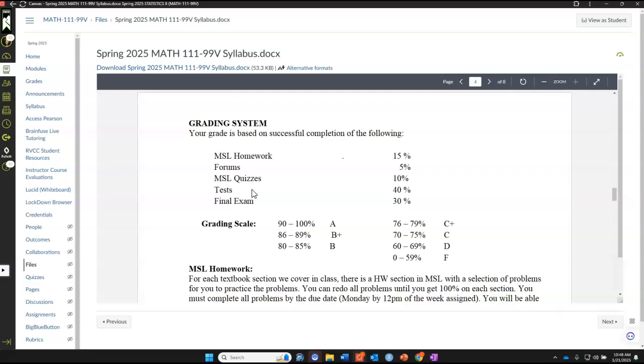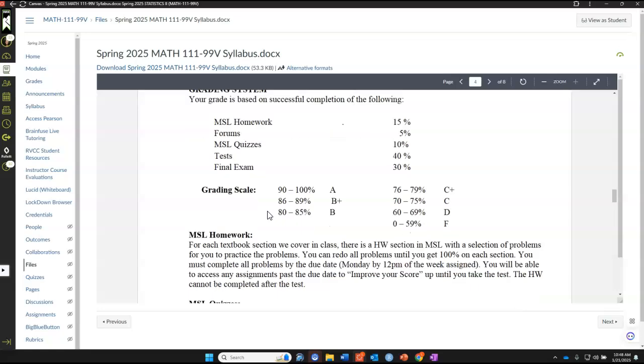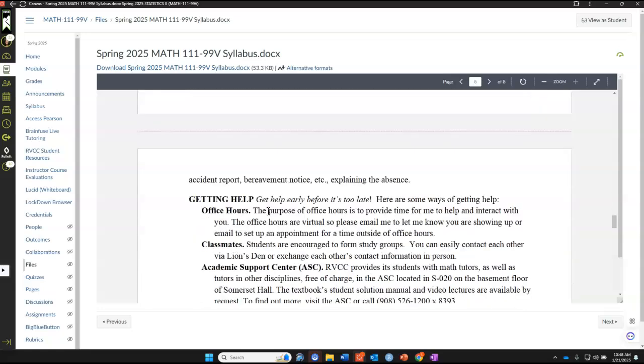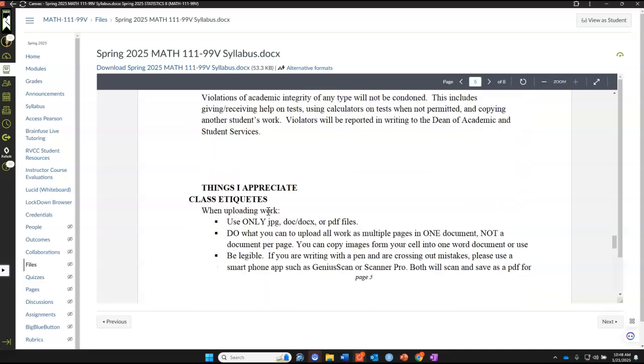When we get closer to our first test, I will send you an announcement with details on how to deal with the test. Everything must be written down, and you need to turn in your work. You will not get credit for the test or the problems on the test unless I see all the work, and I'll be very clear about what I expect there. And the same for the final. So you can go ahead and read through all of that.